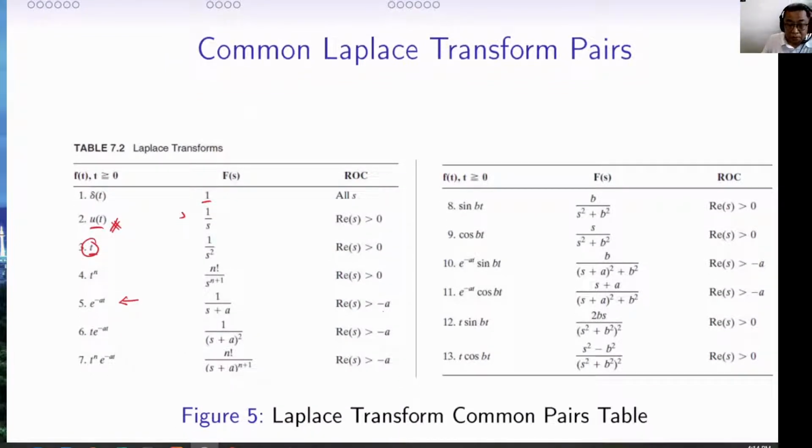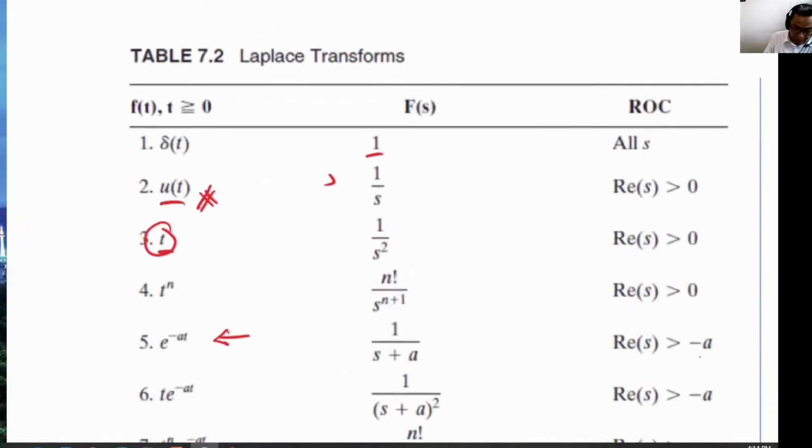These are the 13 most common Laplace transform pairs. In this table, there are 3 columns. The first column shows f of t. So we have delta t here, u of t here, and so on. Note that all these functions of time are for t greater than or equal to 0, implying that they are causal signals.